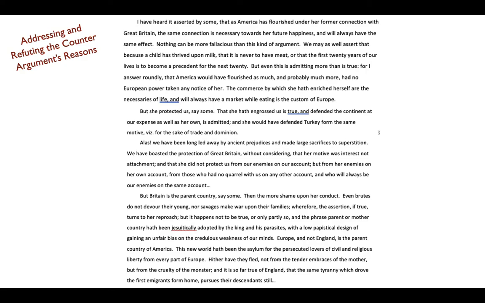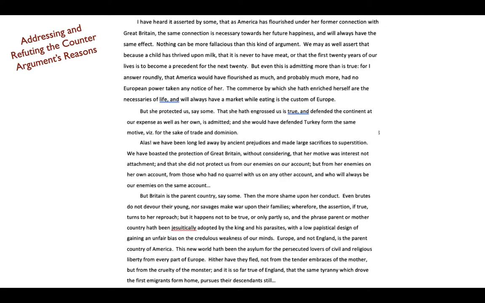And so what he's going to do is say, okay, I understand why people would think that we should stay with Great Britain. He's going to state their reasons, but then he's going to refute them. He's going to prove why they're wrong. So as I'm reading, I want you to number the reasons. Put reason 1 and then where he refutes it. I'll help you with the first one. And then he does this 3 times.